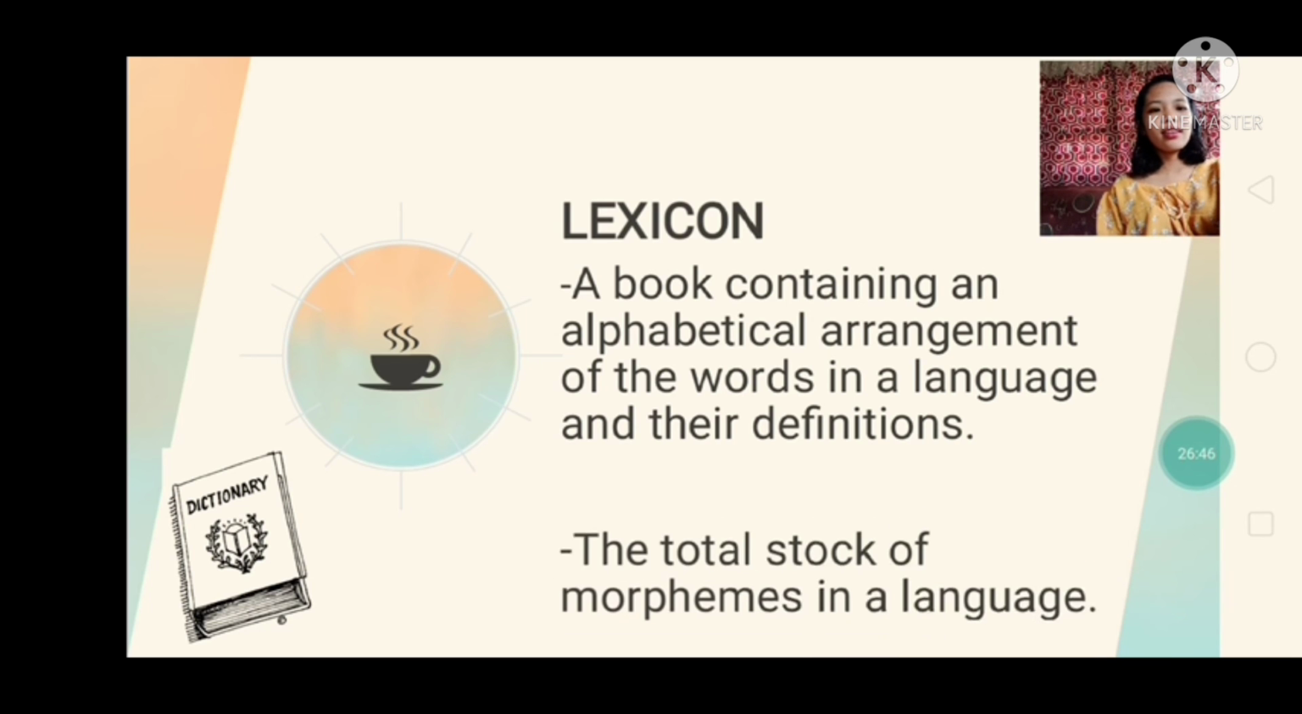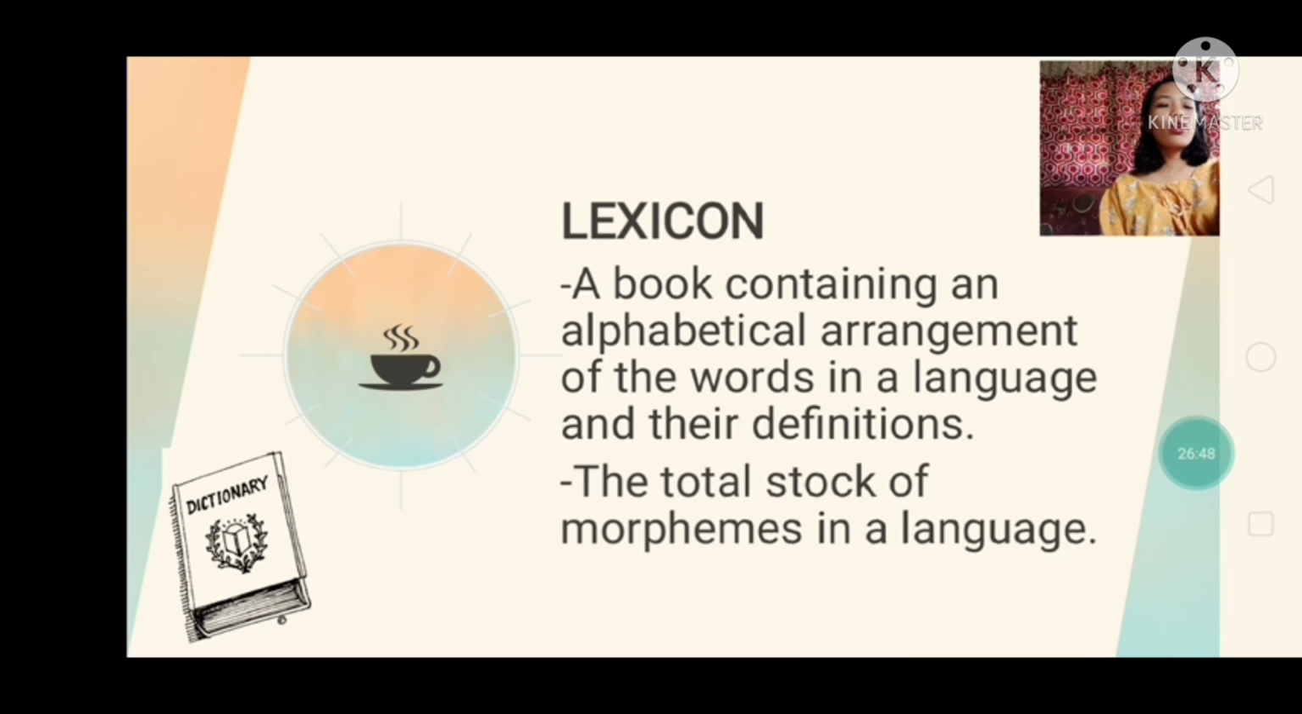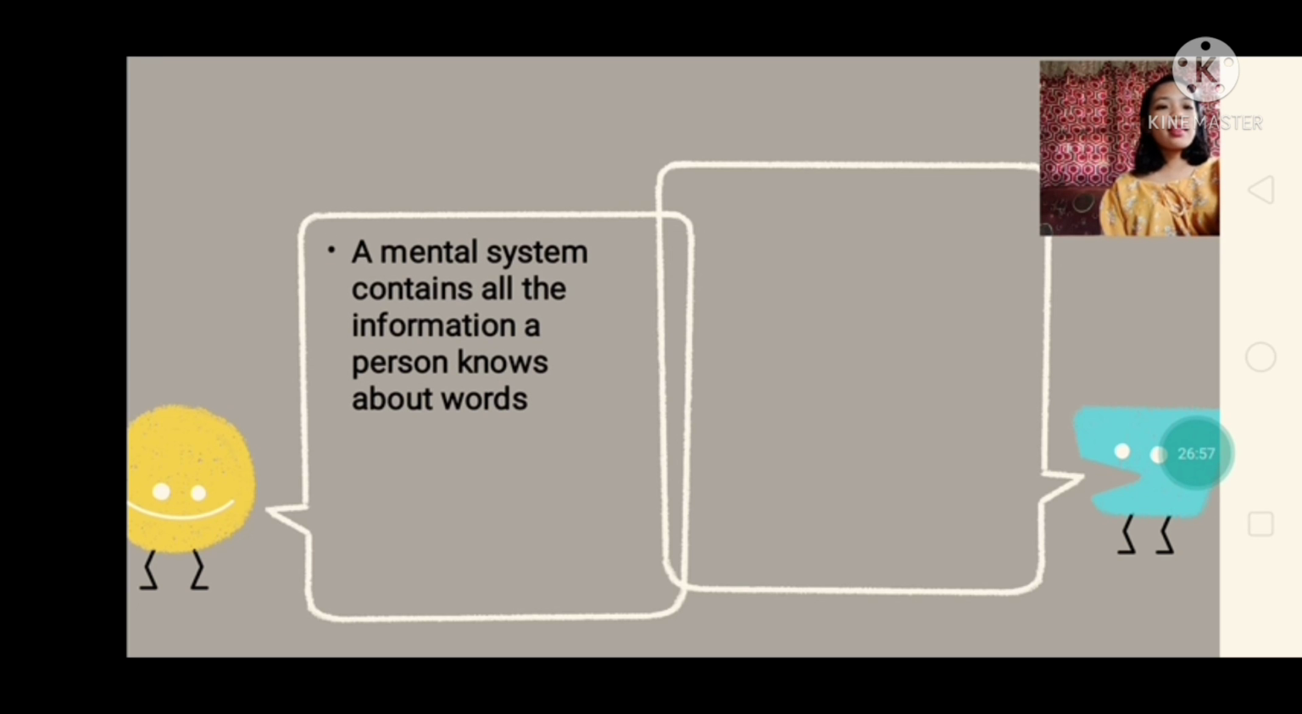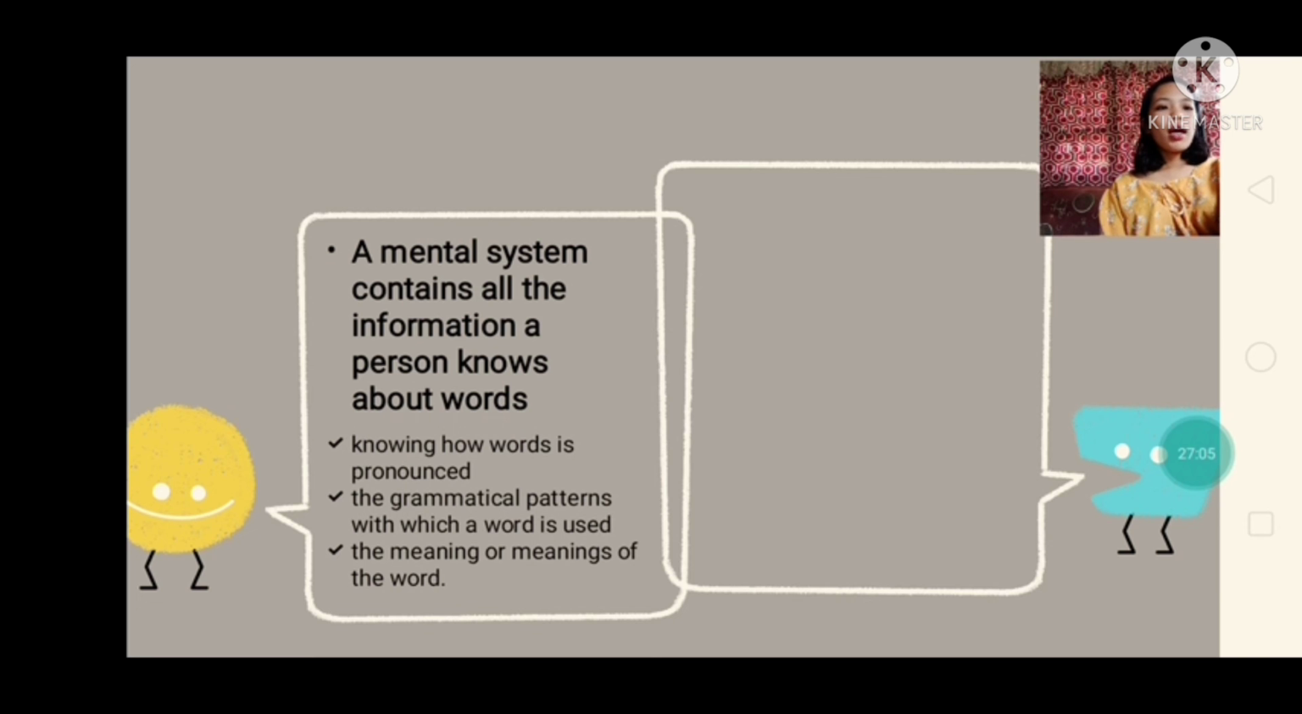Let's proceed. So, the total stock of morphemes in a language is present in the lexicon. Lexicon is a mental system that contains all the information a person must know about words. So, meron tayong checklist dito. Knowing how a word is pronounced, the grammatical patterns with which a word is used, the meaning or meanings of the word. So, itong checklist natin is present in the lexicon.